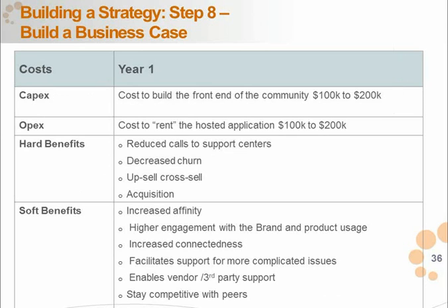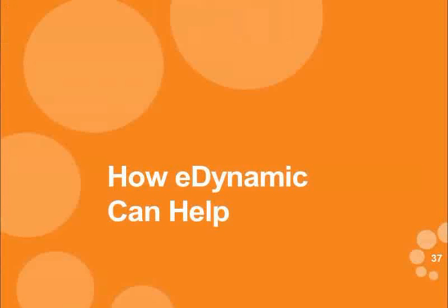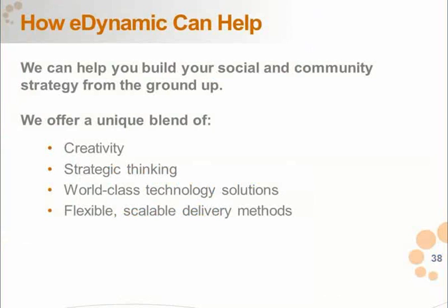So I'm going to open up to questions in 1 minute, but I'm just going to touch on what eDynamic does and how we help. We can help you build your community strategy. What eDynamic does is a blend and a combination of creativity, strategic solutions, technology solutions on the back end, and flexible and scalable delivery. So we'll help you build the strategy that you need as to where you're going to go from a community perspective, whether it's just going to push out information or whether it's going to be a two-way conversation or whether or not it's going to be a support community.